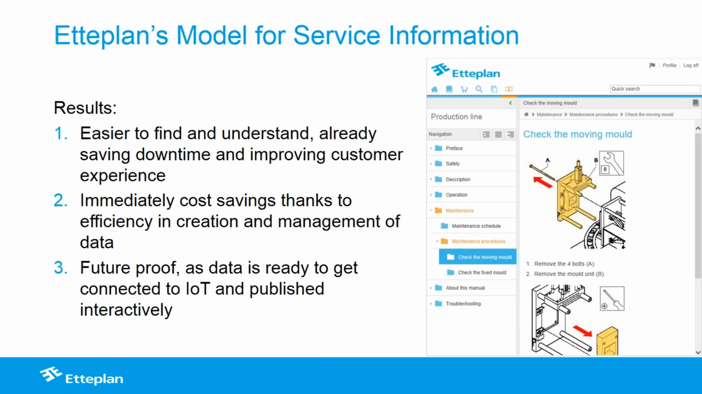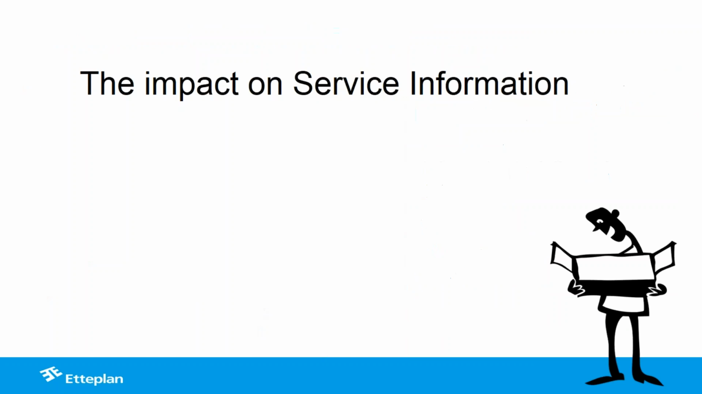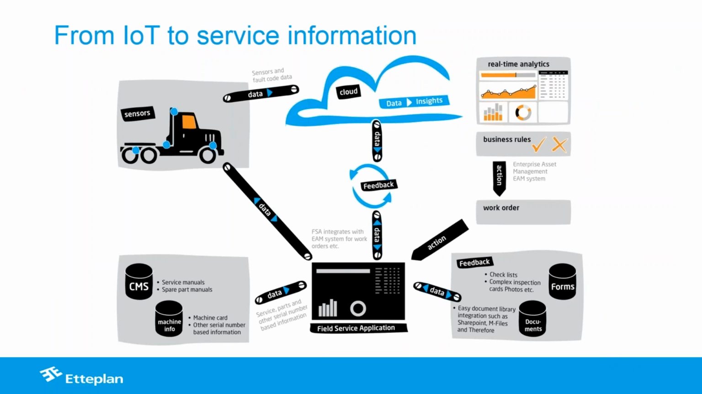The results are then that you first and foremost make information easier to find and understand, that you already will be able, without even going to an augmented reality experience, to save downtime and improve the customer experience, to already be able to save costs thanks to efficiency in creation and management of data and content. But with that, you will be able to make your information future-proof so that later on it can be going towards augmented reality, so that it can be connected to the data in IoT, and so that while connecting that, you'll be able to publish all the information interactively. Again, going back to the picture that I showed right here. So that's kind of the end goal where we are trying to go here.